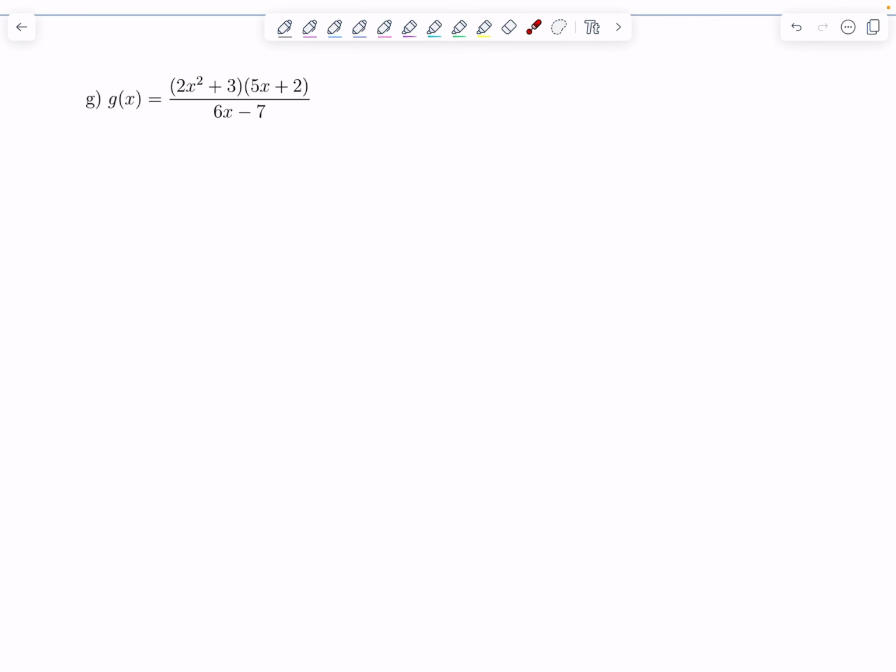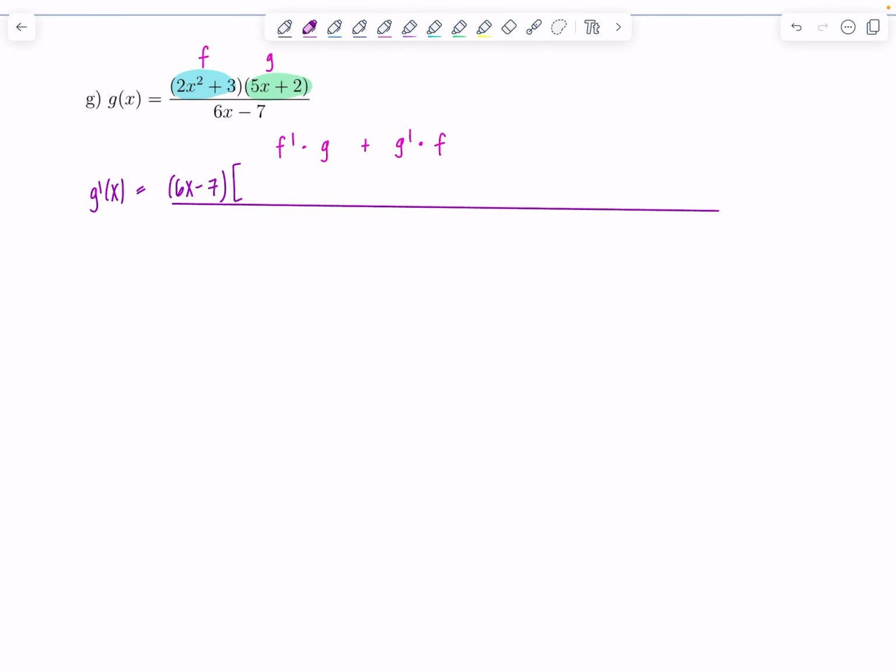G prime of x equals, low means denominator, D high means we need the derivative of the numerator. So here we're going to have to do product rule. There's F, there's G. So we're going to need F prime times G plus G prime times F. This is low. This is D high.